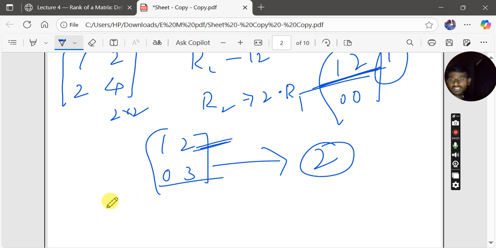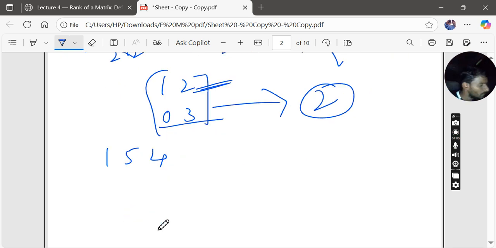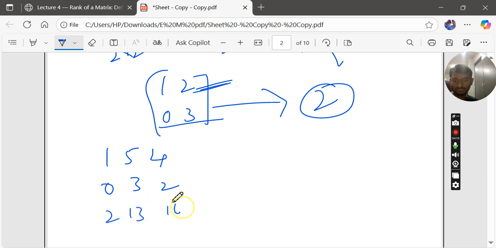Let's say we're having a matrix with rows 1 5 4, then 0 3 2, and 2 13 10. So this is your given matrix. Now we need to find the rank of the matrix. For finding the rank there are so many shortcuts and so many simple ways also. First I will go with the general procedure, then we will discuss shortcuts.